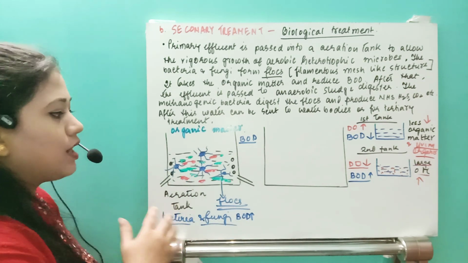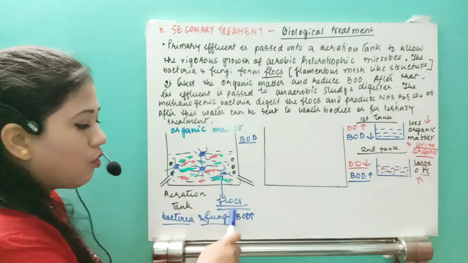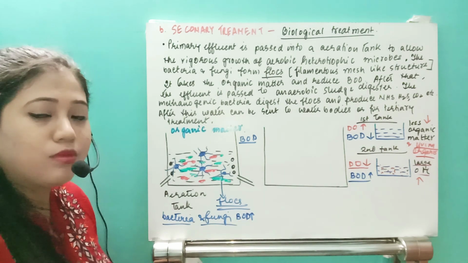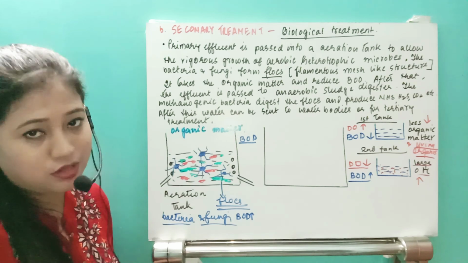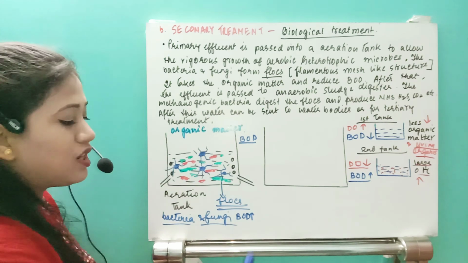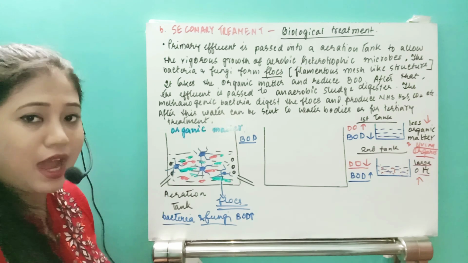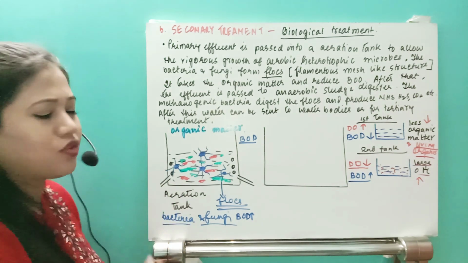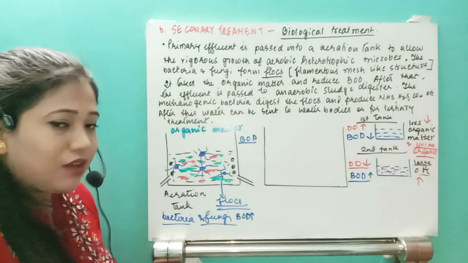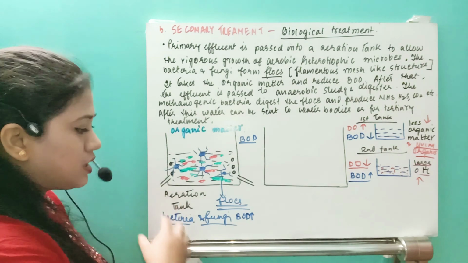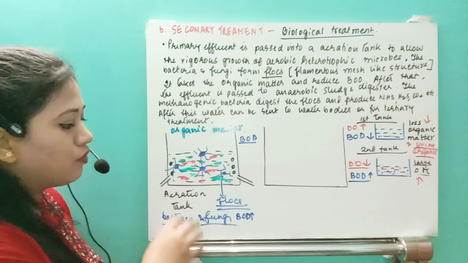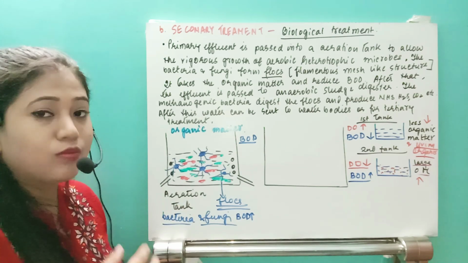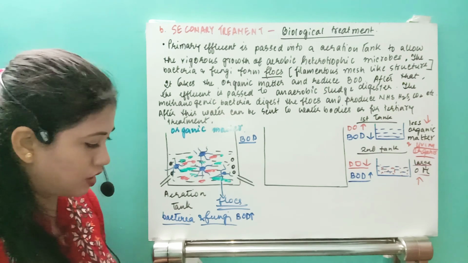This way, this BOD is just an indicator to show how much polluted that water is. If BOD is very high, that means the water is highly polluted because more organic matter is there, more flocs are growing there. If in the aeration tank we just check the BOD, then we will be able to understand how much polluted that water is.